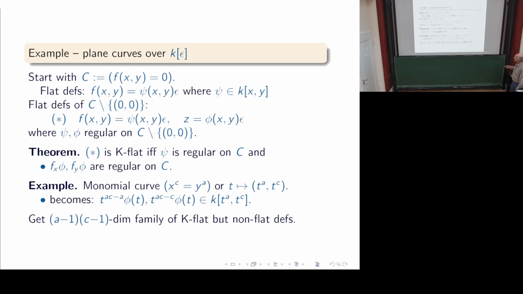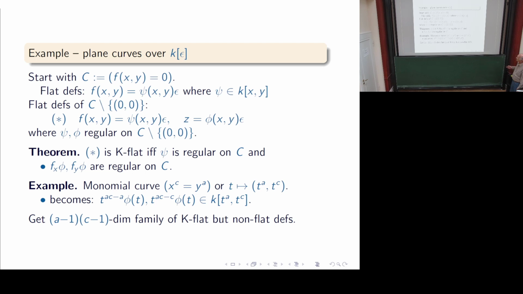Now, when is it K-flat? It's a computation that's not too hard once you get the hang of it. The first part should be just regular. As long as you are deforming it in the same plane, it is just a normal deformation. But in K-flatness, you are allowed to move out in the z-direction. The condition turns out to be that if I multiply this phi with the partial derivatives of f, then that should be regular. For instance, if I have a monomial curve x^c = y^a, which is the image of t mapping to (t^a, t^c), then this condition becomes that t^(ac-a) times phi and t^(ac-c) times phi should be contained in this ring.